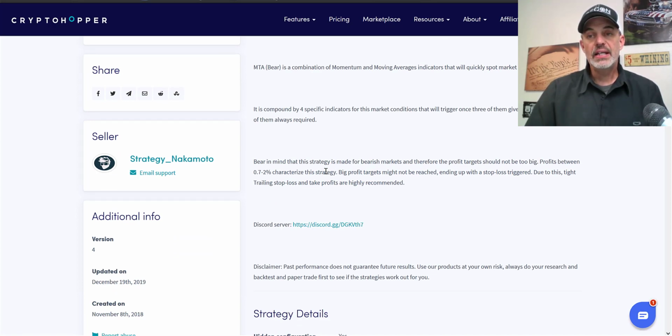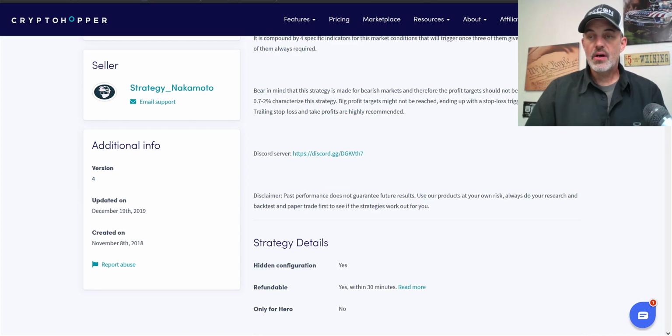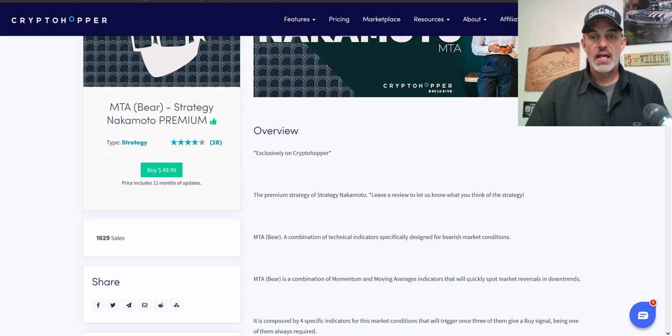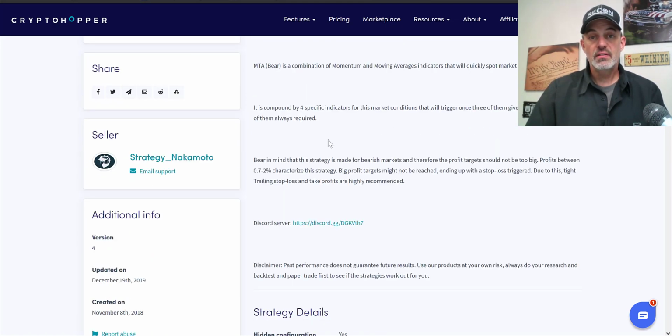And in this one, they actually admit your profits will be between 0.7%, which isn't going to cover the fees, to 2% for this particular strategy. And as I recall, this strategy is going to set you back $50, and you do get 12 months of updates, I believe, with the service. I think you would be better off doing your own recon, developing your own strategy.